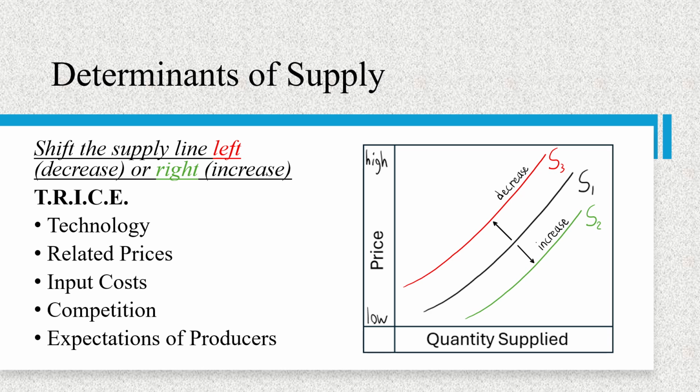So technology, if you think about it, a more efficient machine can produce more, so that increases the supply. Related prices means, for example, if a similar good to something like a baseball and a baseball bat, if the price of baseball bats goes up, then the amount of baseballs sold is going to be less because a producer would rather produce the more expensive item.